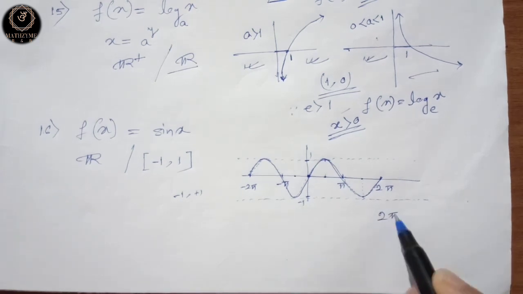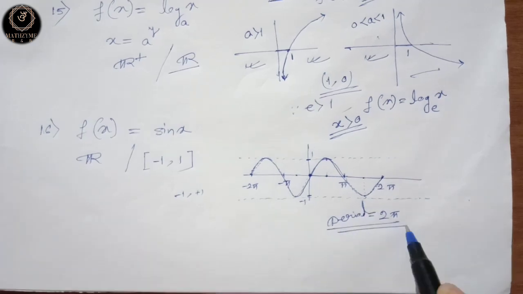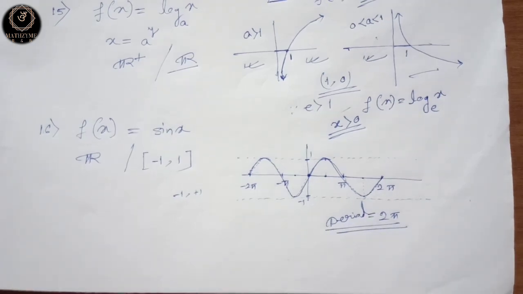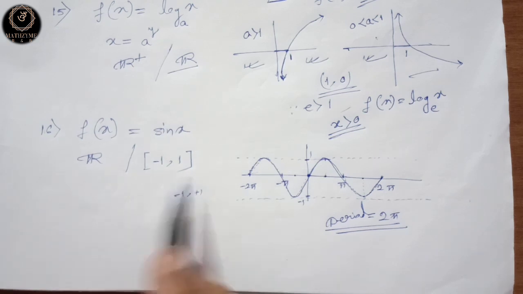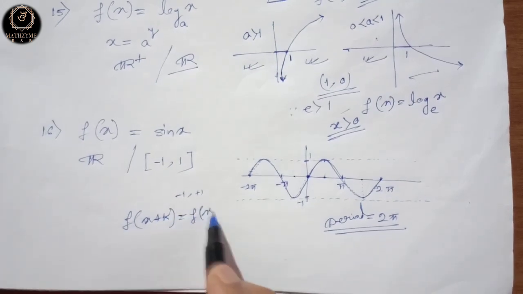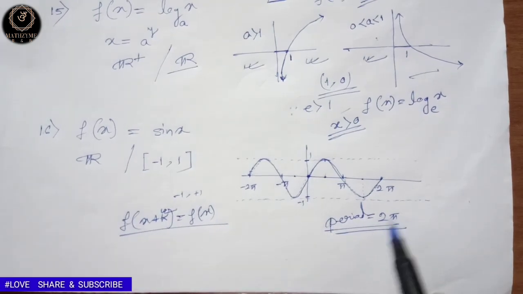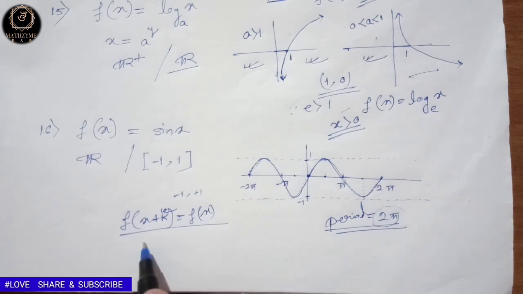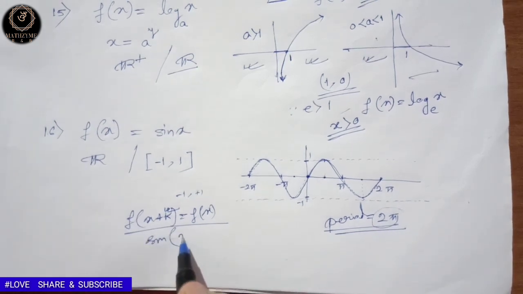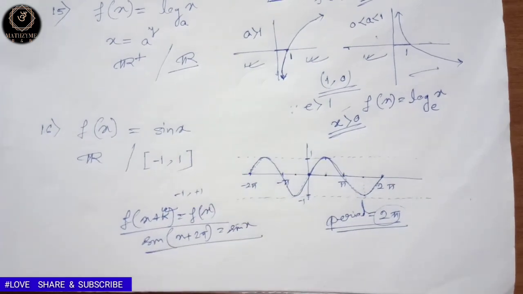Here the period is 2 pi. The period of this function is 2 pi. Now, what is the period of a function? The period of the function is like this. If f(x) equals f(x plus k) always holds, then the period of the function is k. Now here we see that the period of the sine function is 2 pi, that is, sine of x plus 2 pi equals sine x always. So the period is 2 pi here.